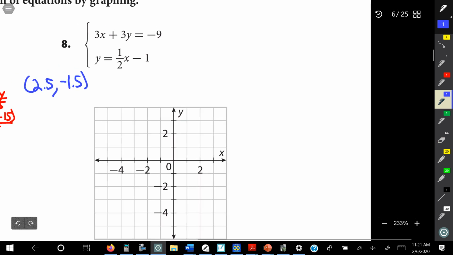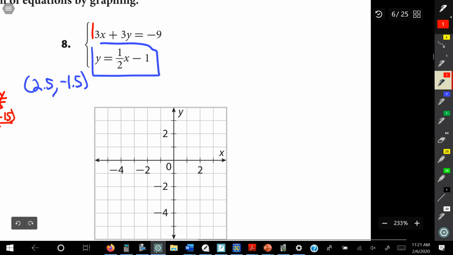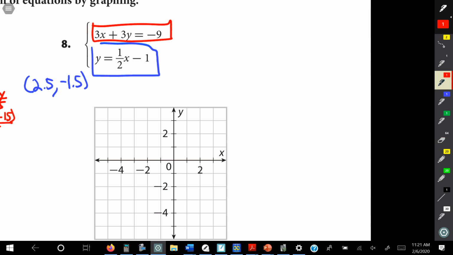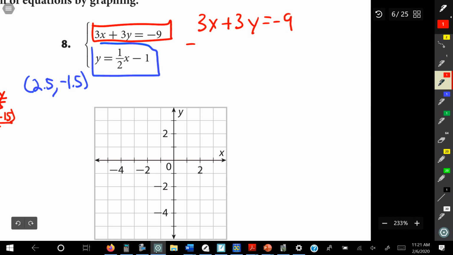Okay, so number 8, one of our equations is already in y equals mx plus b format. And I'm going to put the other one in that format as well. So I'm going to start with this, and I'm going to have 3x plus 3y is equal to negative 9. I'm going to subtract 3x on both sides. I'm going to bring down the 3y, set it equal to negative 3x minus 9, and then I'm going to divide by 3.